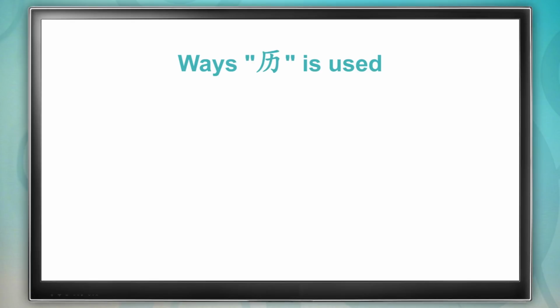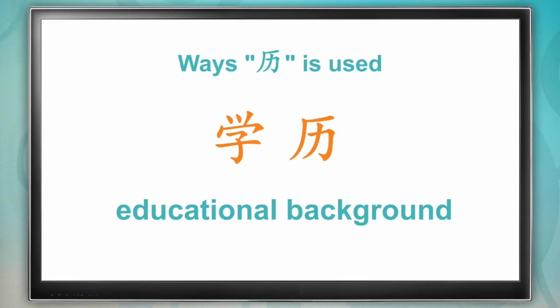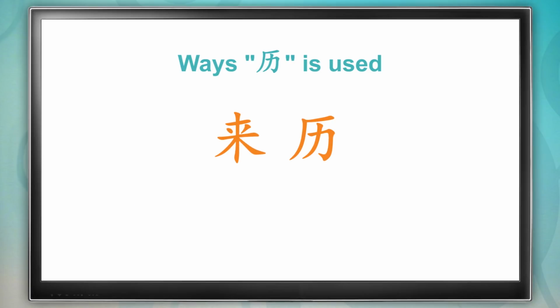One word that uses 历 is 学历. It means educational background. Since 学 means to study and 历 means experience, you can see how the combination of all your experiences in studying is your educational background. Makes sense, right? We also find this character in the word for background. Say it with me. 来历.